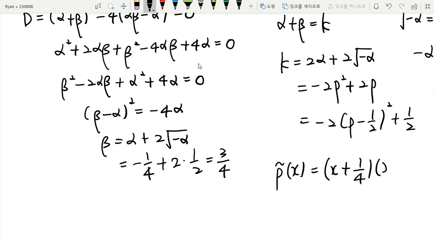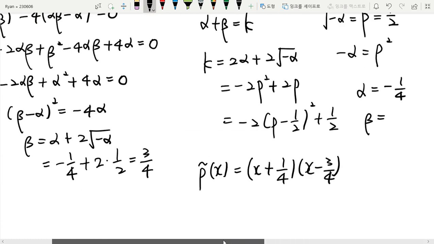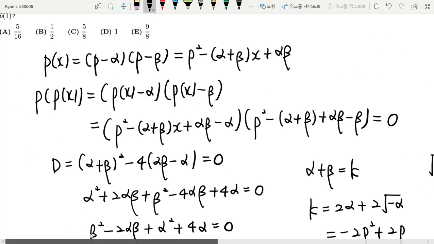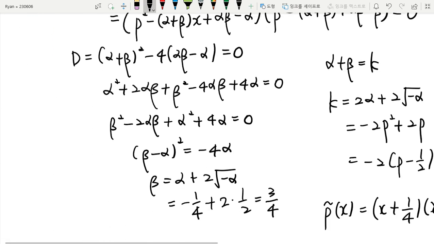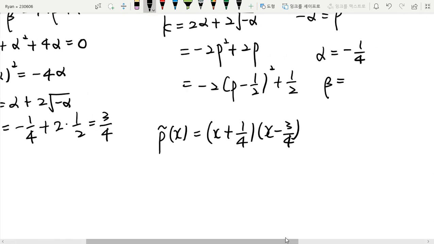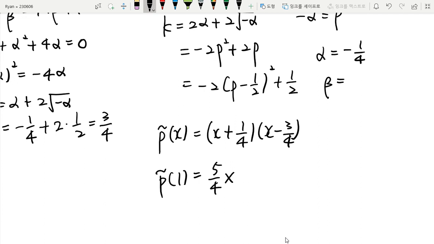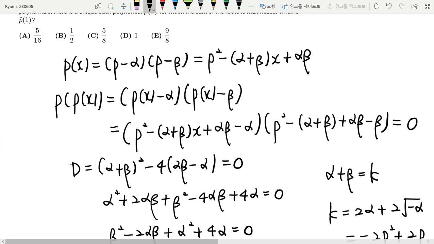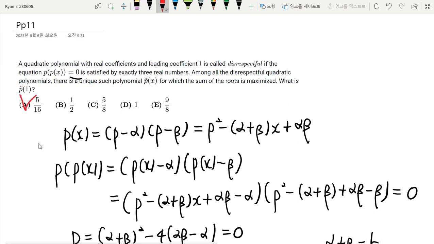Using alpha and beta, we have this expression. And finally, we want to find this p of 1. So when x is 1 in this function, 1 plus 1/4 is 5/4. 1 minus 1/4. So what's the product of these two fractions? So that means the answer is A.